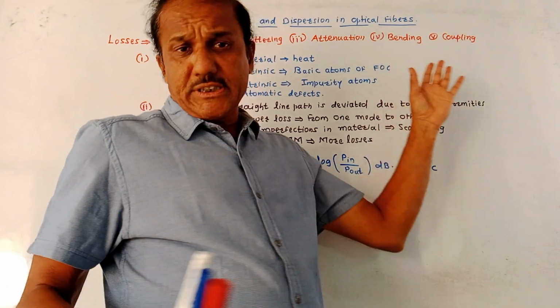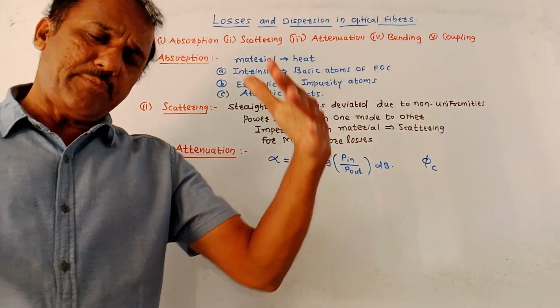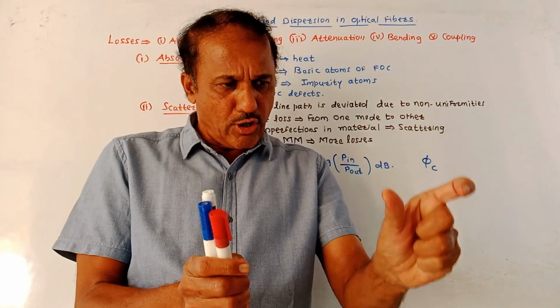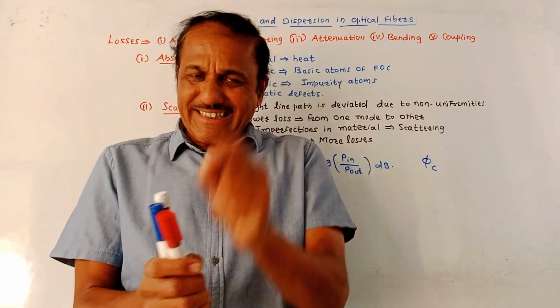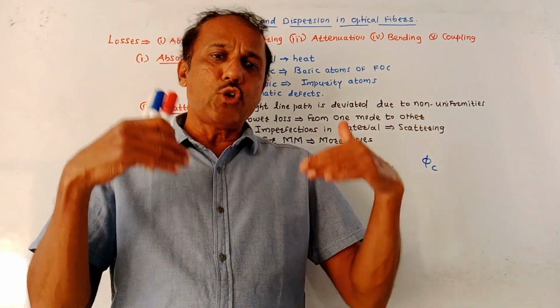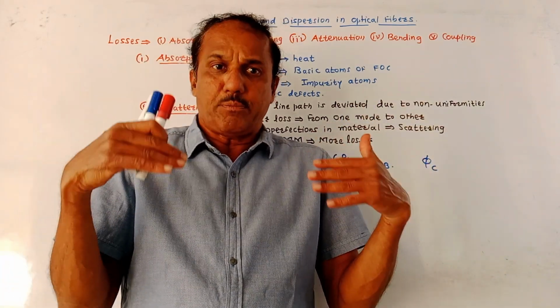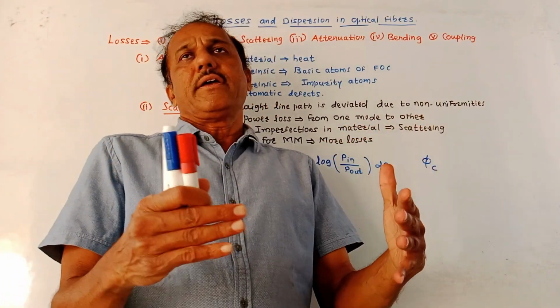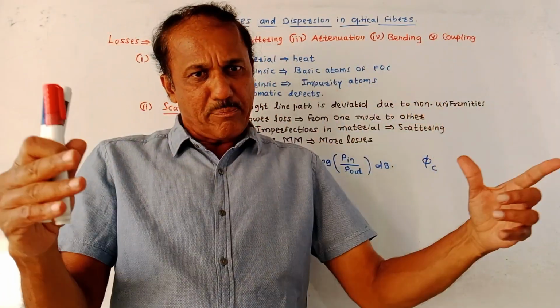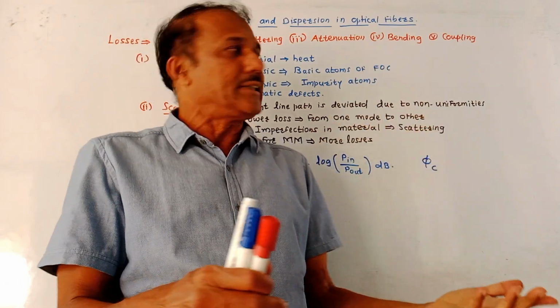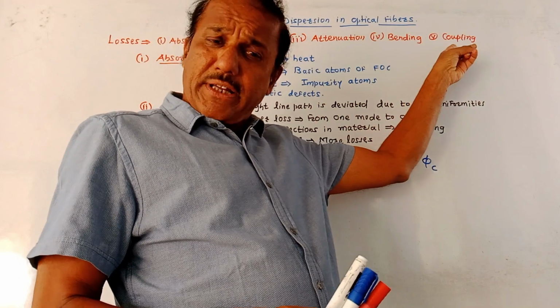Next is the bending losses. As the name indicates, if the fiber optic cable is bent sharply, then it may happen that the angle of incidence is less than the critical angle, which will not allow the total internal reflection, and it creates losses. Or if the fiber optic cable is bent sharply, then mechanical failure takes place, and because of which again losses take place.